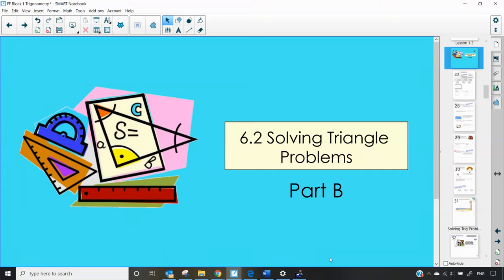Welcome back, guys. In this lesson, we're going to be looking at part B of solving triangle problems. In the previous video, we looked at a number of word problems and practiced how we might draw those diagrams. We also looked at some diagrams and talked about ways that I could ask you some questions. Now we're going to actually get into the solving of those same problems.